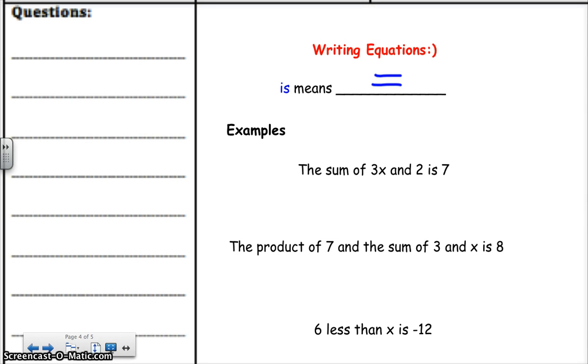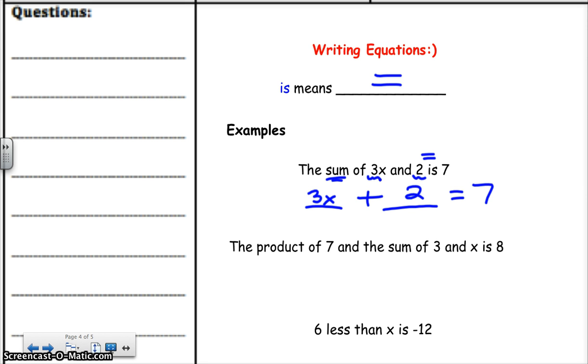And when we write equations, we just use that knowledge in our other operation vocab knowledge. If I had the sum of 3x and 2 is 7, sum tells me what operation? Plus. So I'm going to be plussing a couple things. Is means equals 7. What am I adding? 3x and 2. So 3x and 2.